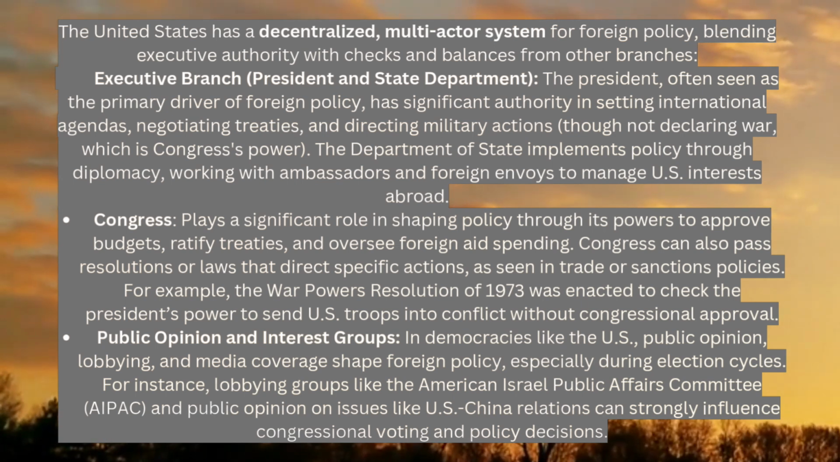Public opinion and interest groups. In democracies like the US, public opinion, lobbying, and media coverage shape foreign policy, especially during election cycles. For instance, lobbying groups like the American Israel Public Affairs Committee, AIPAC, and public opinion on issues like US-China relations can strongly influence congressional voting and policy decisions.